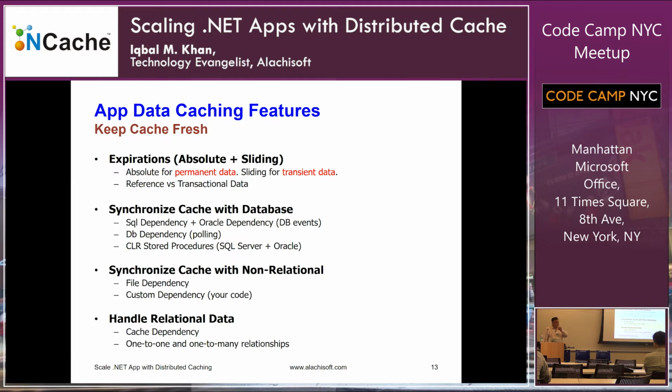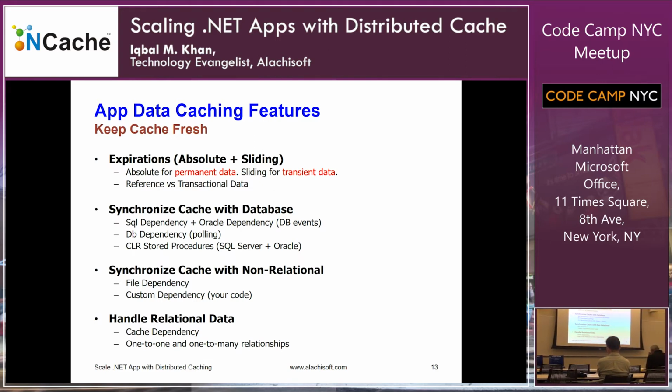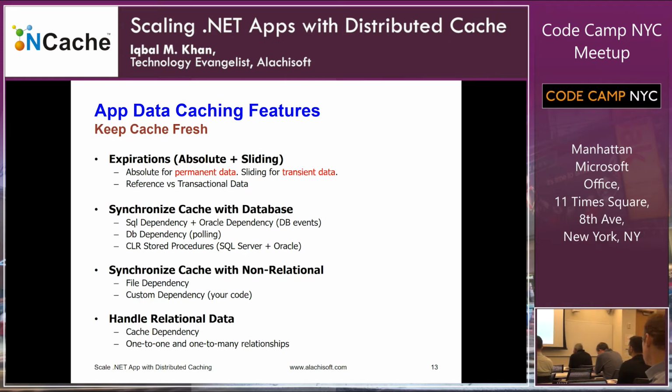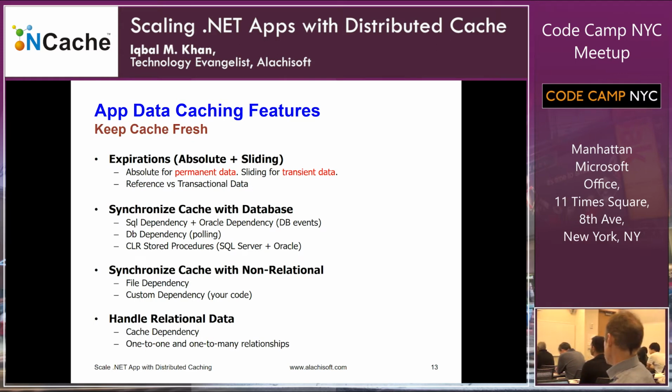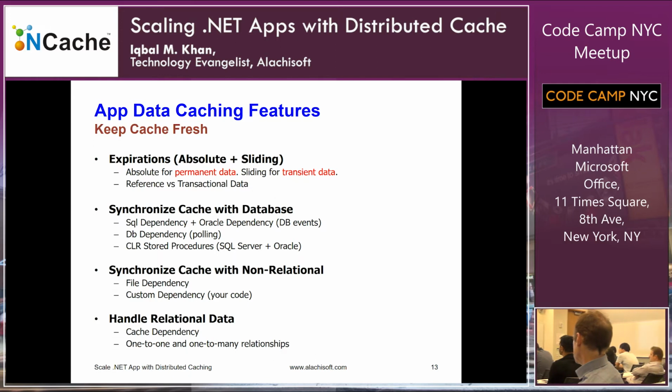It tells the database, please notify me if this item changes or this data set changes. And when that changes, the database sends an event to the cache. The cache goes ahead and removes that item from the cache. So that way, you can rest assured that that data will always be fresh. So database synchronization is a very powerful way of doing this. There are three ways that you can do database synchronization. Number one was SQL dependency, which is event-based.